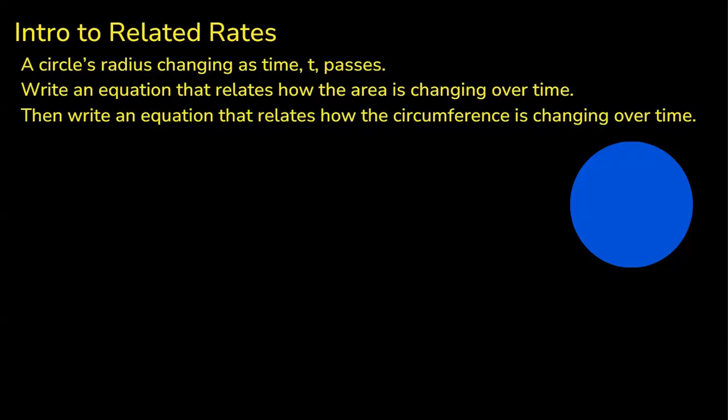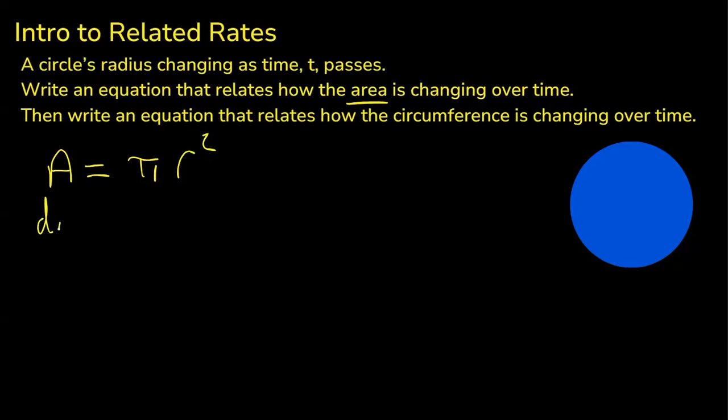Here's just another one with a circle. It says the circle's radius is changing as time t passes. Again, this is implying that the radius of the circle is a function of time. So we want to write an equation that relates how the area is changing over time. So the area function, area equals pi r squared, is the equation that relates the area and the radius, but we want to know how that is changing over time.